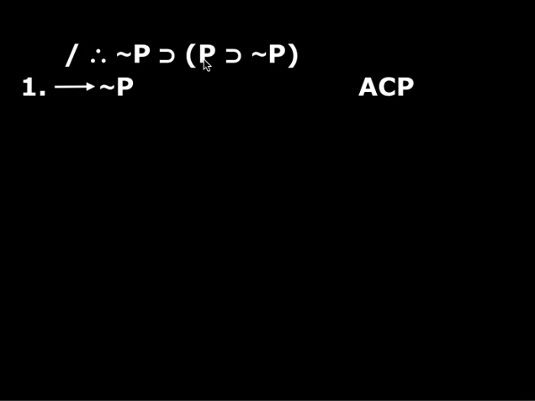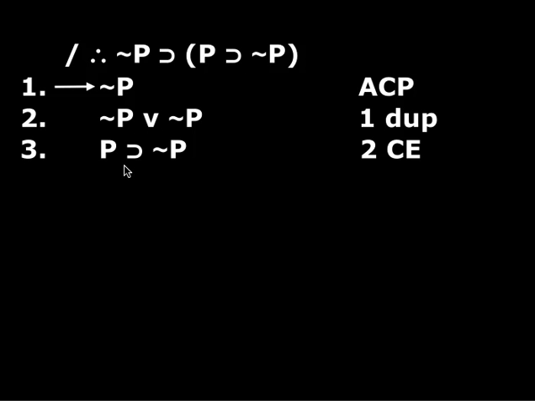My goal now is to derive this, and it's pretty easy. I can get not P or not P by duplication. Another way I could justify that would be 1 DI. That's another rule that could take me from this to this. Either of those 2 justifications would work. Now I'm going to do conditional exchange on this. Wedge becomes a horseshoe, negate the first component. So I get if P, then not P. That's the consequent I want.